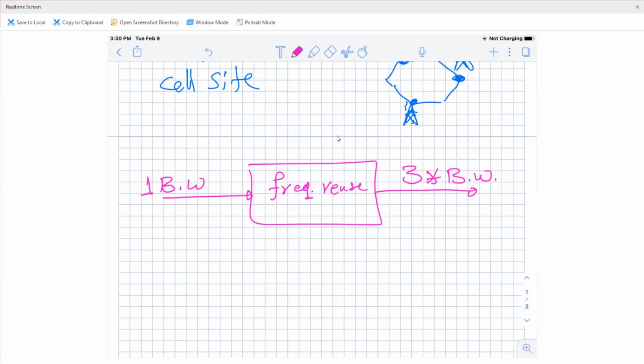But why is the number of users increased? Yes, you are talking well. The number of channels is increased.